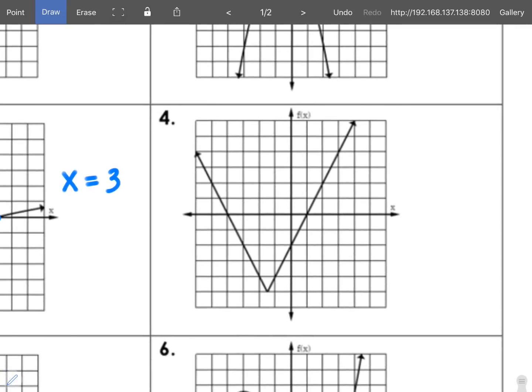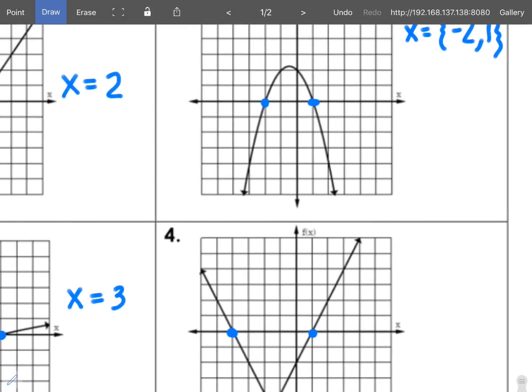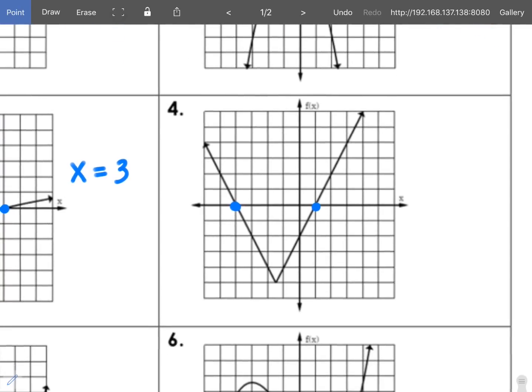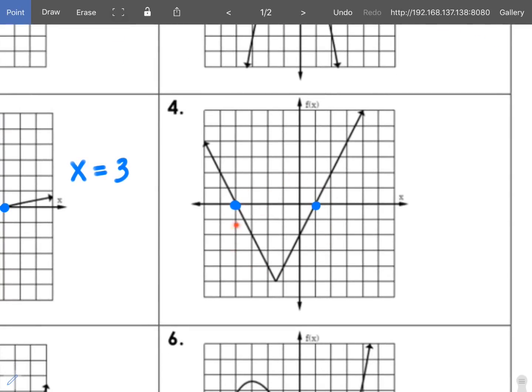All right, this one crosses twice. So this graph, it crosses here and it crosses here. I don't know if you've seen these kind of functions before, like up here, that's a parabola. This right here, this is a parabola. Down here, you're going to be learning about these in Algebra 2. This is an absolute value graph.